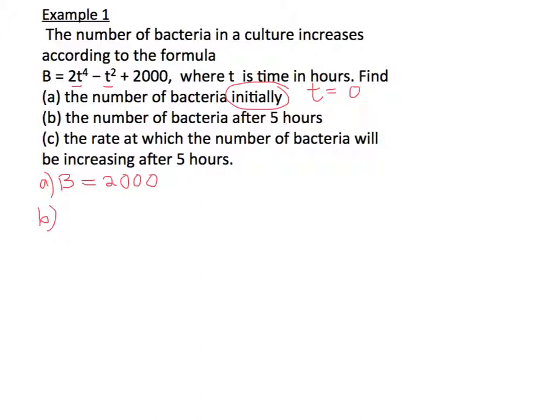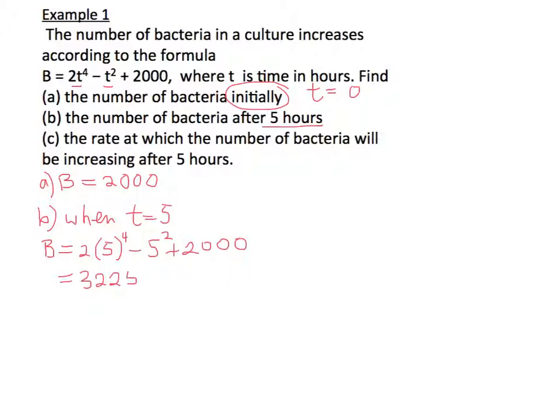Part B is find the number of bacteria after 5 hours. Remember t is in hours, so in 5 hours t is going to be 5. So when t equals 5, we just substitute that into our expression for the number of bacteria. So it's 2 times 5 to the power of 4 minus 5 squared plus 2000. And when you put that in your calculator, you should get 3,225 bacteria. So we're starting at 2,000, and then that's increased to 3,225 after 5 hours.